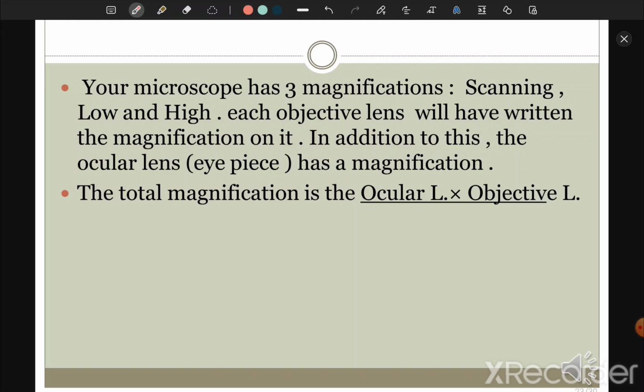We have the tissues. One drop of oil is put on the tissue, and later on you will examine it with the 100x type of objective lens, which is called oil immersion type.